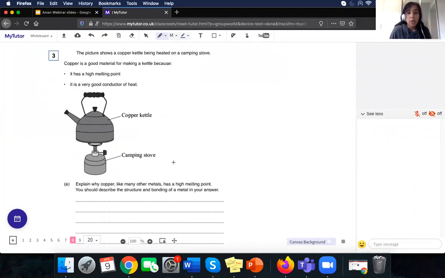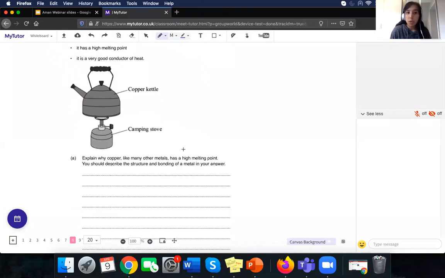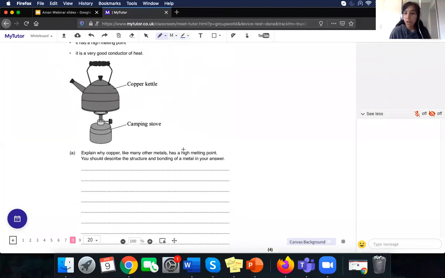So here we go. The picture shows a copper kettle being heated on a camping stove. Copper is a good material for making a kettle because it has a high melting point and it's a very good conductor of heat. Explain why copper, like many other metals, has a high melting point. So does anyone know, why does copper have a high melting point? You should describe the structure and bonding of a metal in your answer.